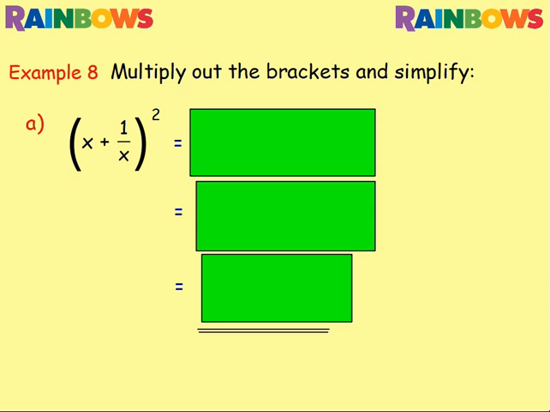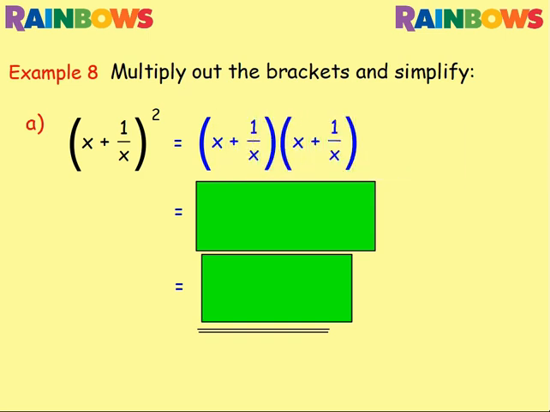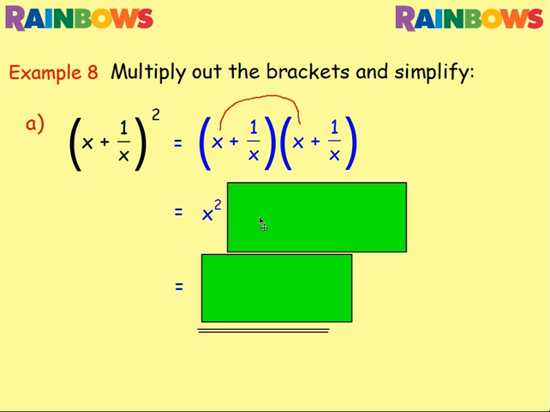So, multiply the brackets and simplify. We've got x plus 1 over x, all squared. First of all, what does it mean if you've got a bracket squared? It means you do the bracket times the bracket. So you'd have x plus 1 over x times by x plus 1 over x. You do, yeah, well done. After that, you just use the rainbows. So you would do the x times the x. What's x times x? X squared. Good. After that, you would do the x times by the 1 over x.